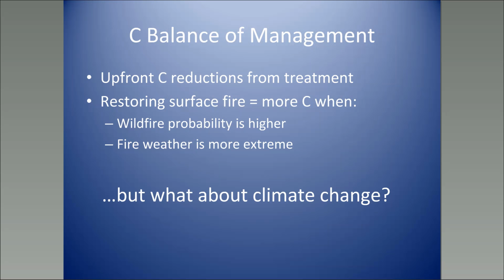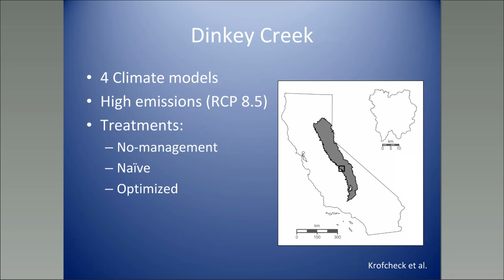So, but again, what about the influence of climate change? Can we expect the same level of treatment efficacy when we include projected climate in these simulations? So what we decided to do next was run another simulation experiment where we used projected climate from 4 different models in the Dinkey Creek watershed. And those are 4 models forced by the high emissions representative concentration pathway 8.5. So that's kind of the business as usual scenario.